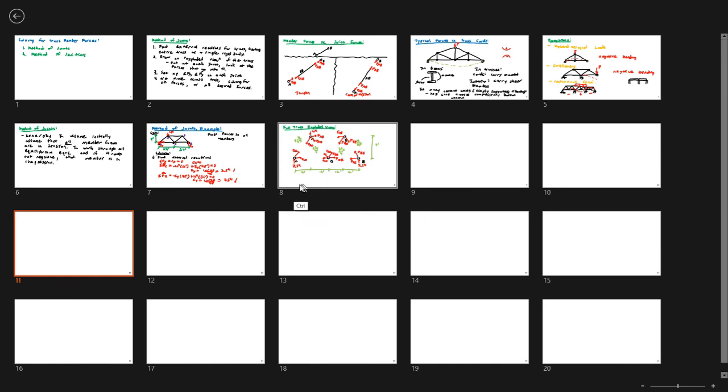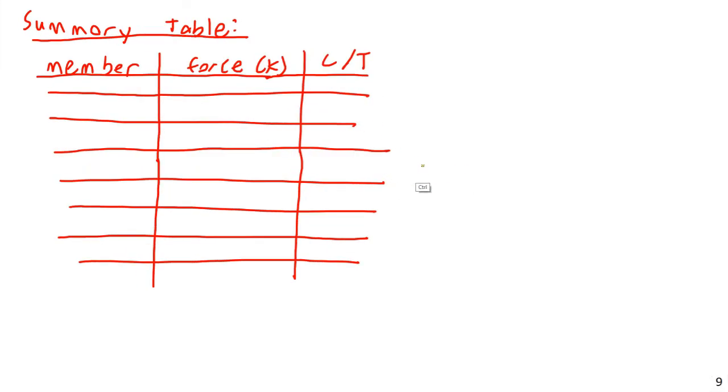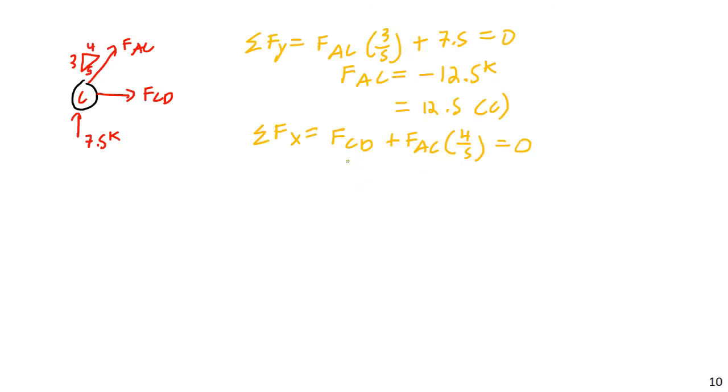So, therefore, let's go back here. My control button got stuck. Okay, there we go. Times 4 over 5 is equal to 0. And so then FCD is equal to negative 0.8, or negative 4/5 times FAC, and then I can put in negative 12.5 here. So this is equal to negative 4/5 times negative 12.5, and that will come to 10 kips, which will be in tension. 10 kips in tension. So that is our final value for FCD.